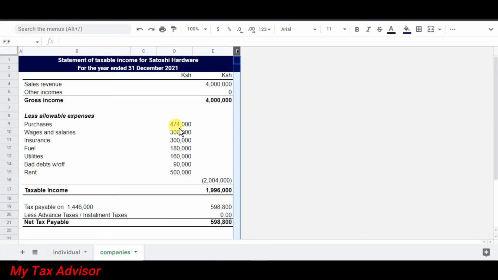Now consider this scenario. We have a hardware company that is making sales of 4 million in the year 2021, and their expenses were worth 2 million, and then they had some profit of 1.9 million, and they paid taxes worth 598,000.